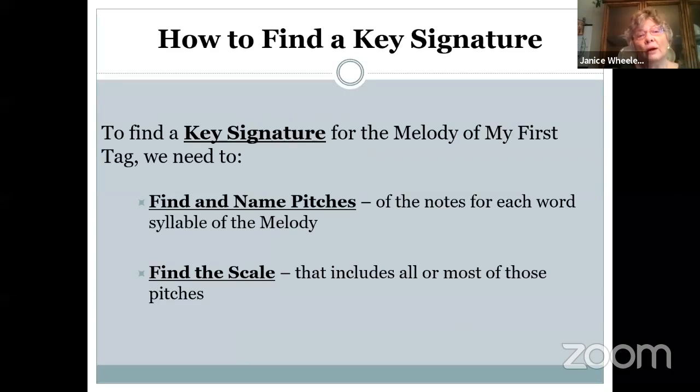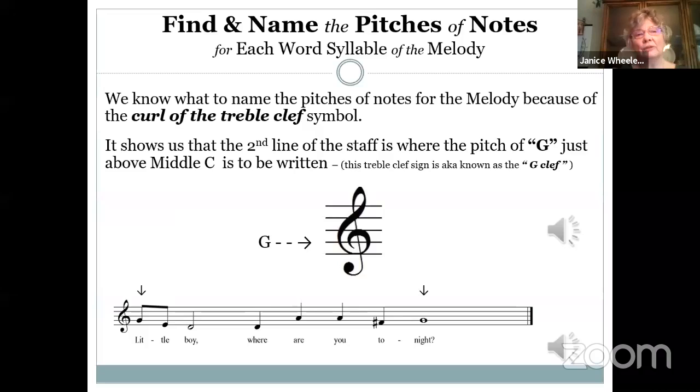We know what to name the pitches of notes for the melody because of the curl of the treble clef symbol. And the curl of the treble clef symbol is right there. It shows us that the second line of the staff is where the pitch of G just above middle C is to be written for the treble clef. This treble clef line, therefore, is also known as the G clef. And G sounds like this.